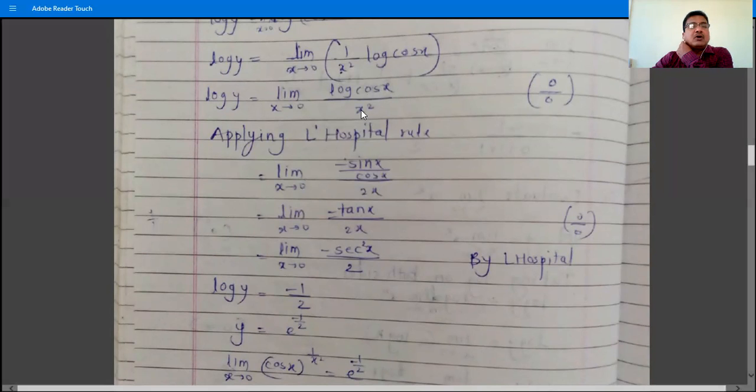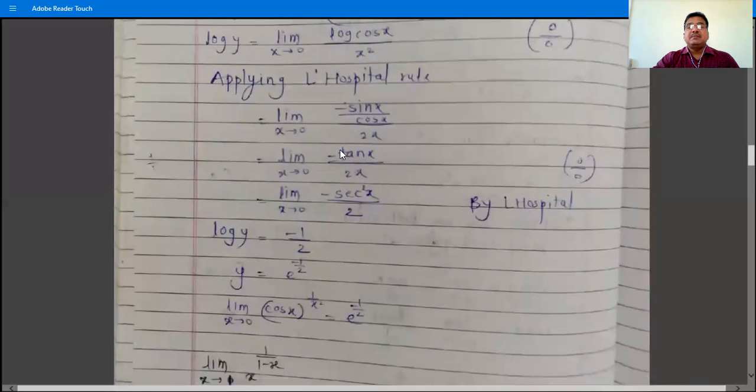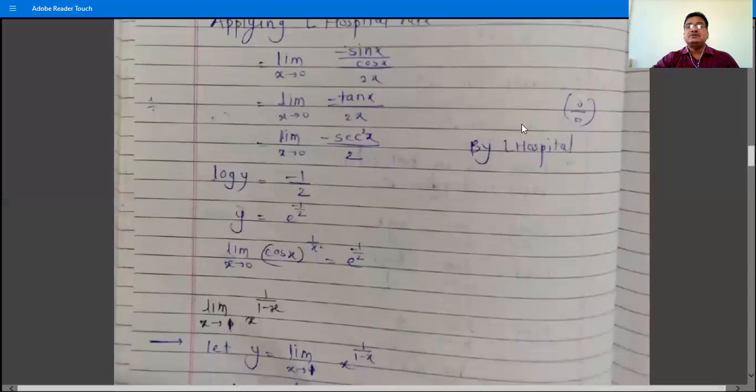So apply L'Hospital rule. The derivative of log cos x is what? 1 by cos x into the derivative of cos x, which is minus sin x. And the derivative of x square is 2x. And that is minus tan x, since sin x by cos x is tan x, divided by 2x. If we substitute x as 0, then tan 0 is 0, 2 into 0 is 0. So 0 by 0 form. So again apply L'Hospital rule.